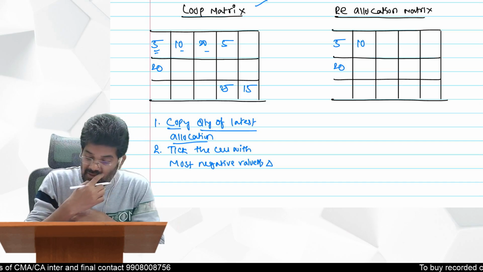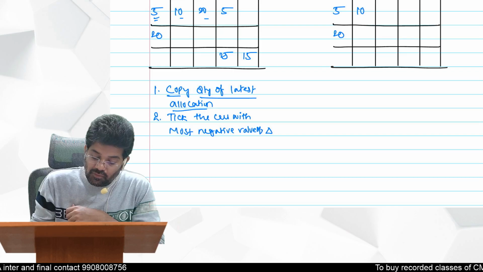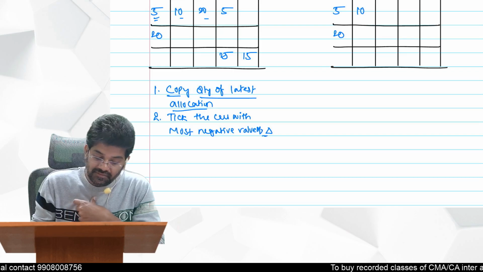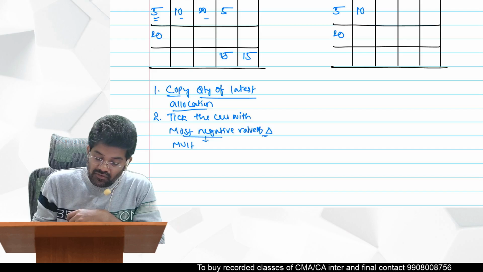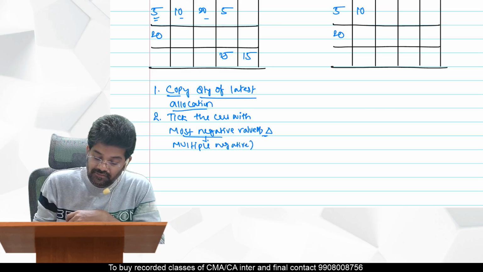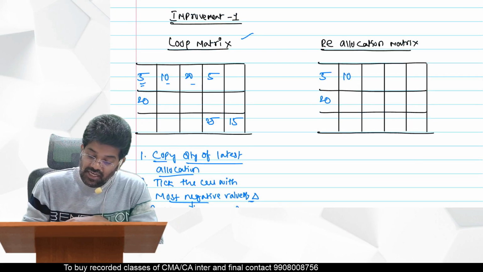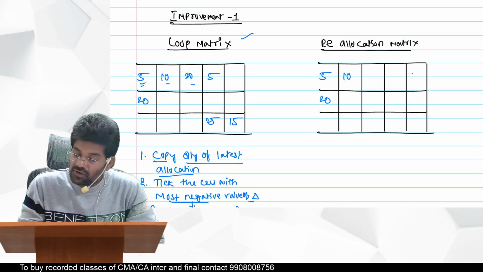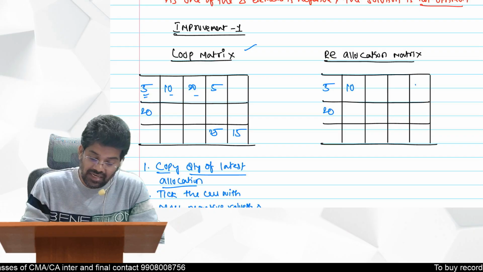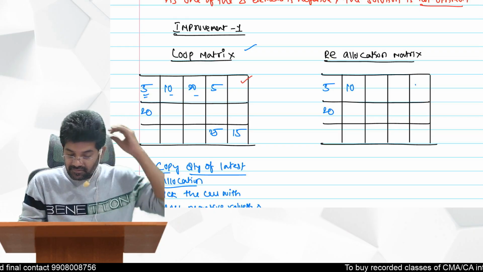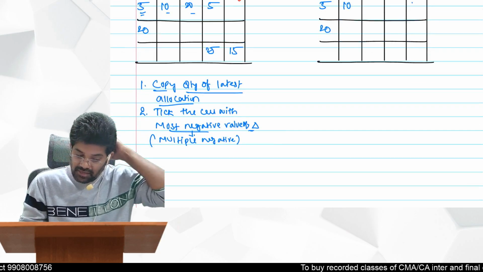Now tick the cell with the most negative value of change. If you have multiple negatives, then out of those you should take the most negative. So where we got a negative change value, in this cell only we got a negative. Here we can see, here only we got. So there what you do is you do a tick first. From there you can do a tick mark.